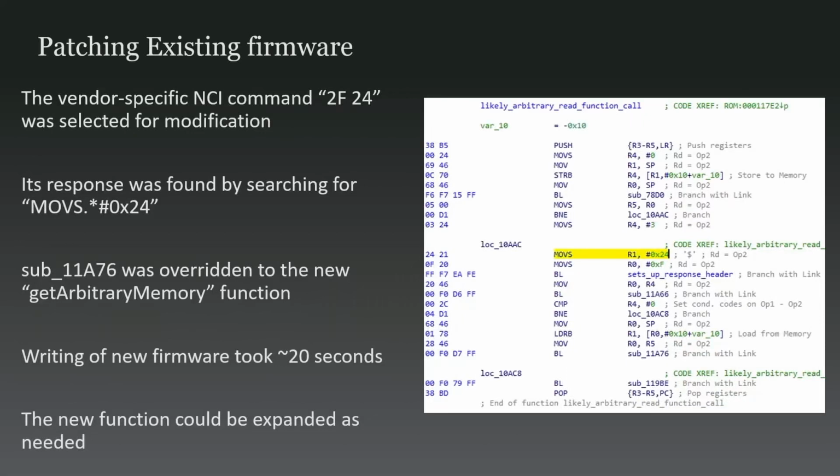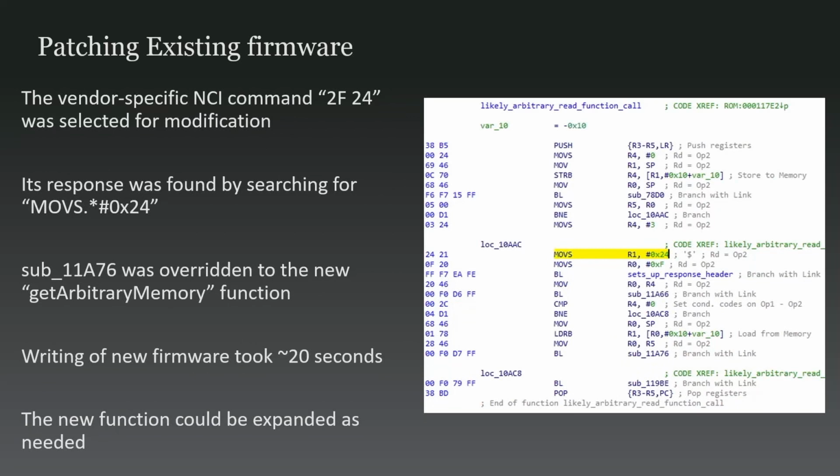The first thing I wanted to do is make an I2C function which would allow me to read arbitrary memory. And what I did was select a specific vendor-specific command, this being 2F24 in the firmware, which was used by some unknown functionality of the device, but essentially allowed arbitrary size of parameters and was allowed to be run continuously as needed.